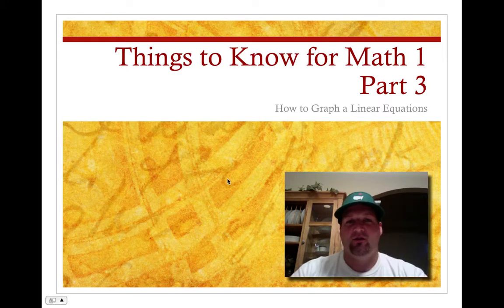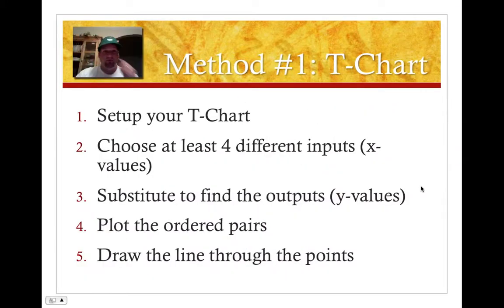Alright, so let's get into it. The first method is the t-chart method. We're going to go over 2 methods. The first one's t-chart, and a t-chart is basically just an organized table of information showing your inputs and your outputs. Inputs we call our x values, and the outputs we call our y values, and it gives us these ordered pairs.